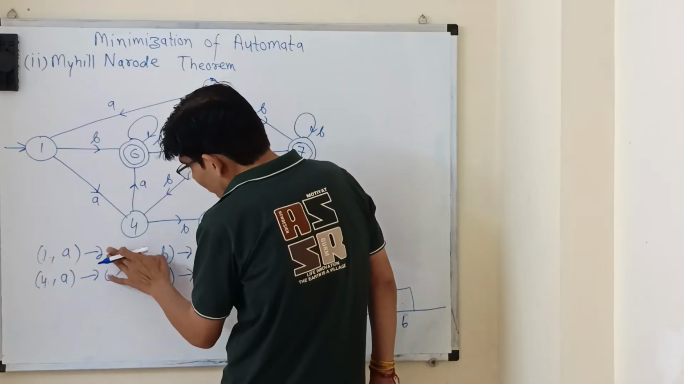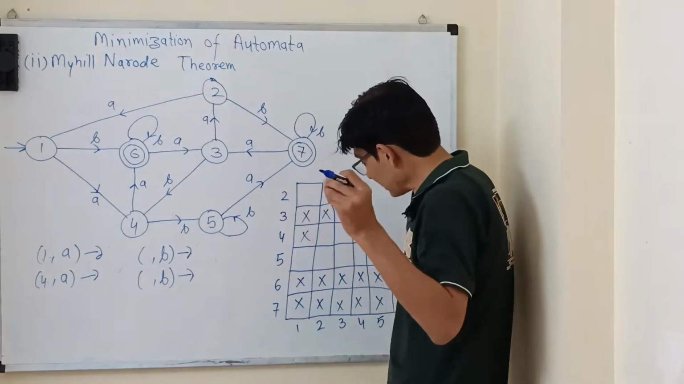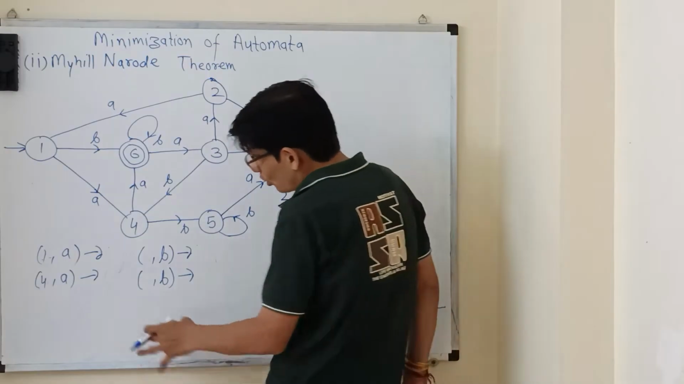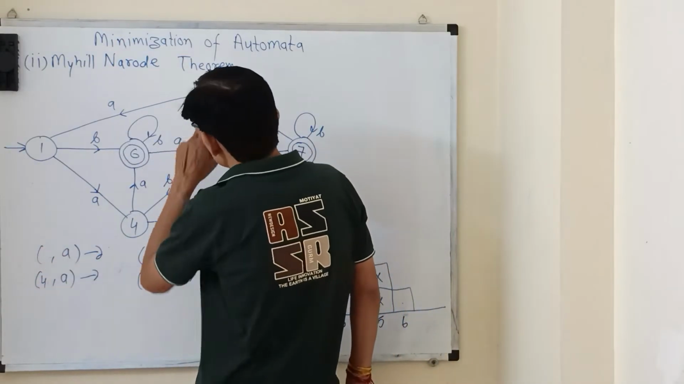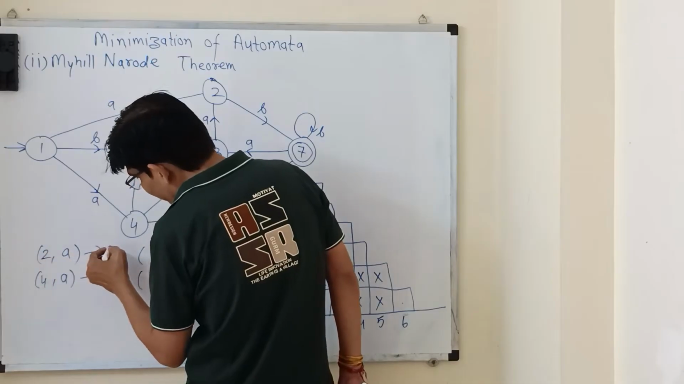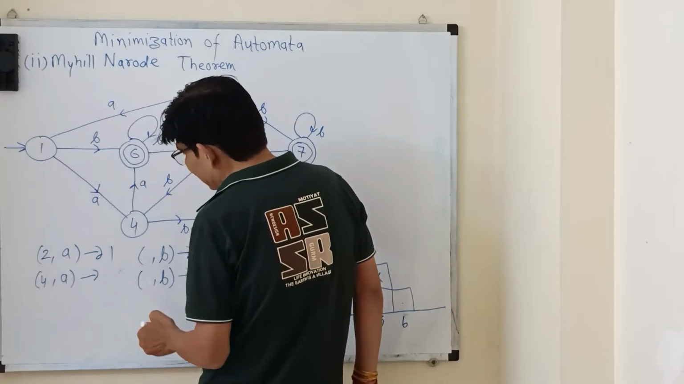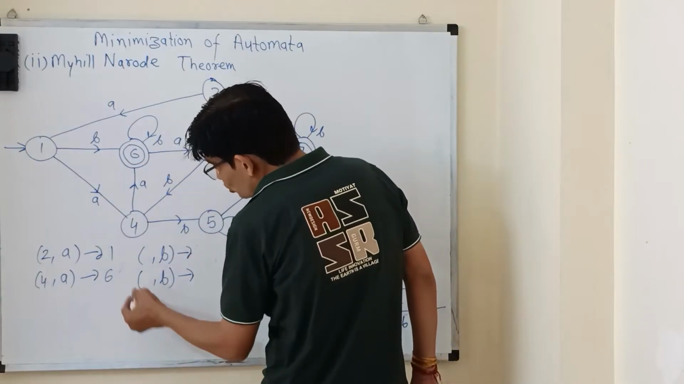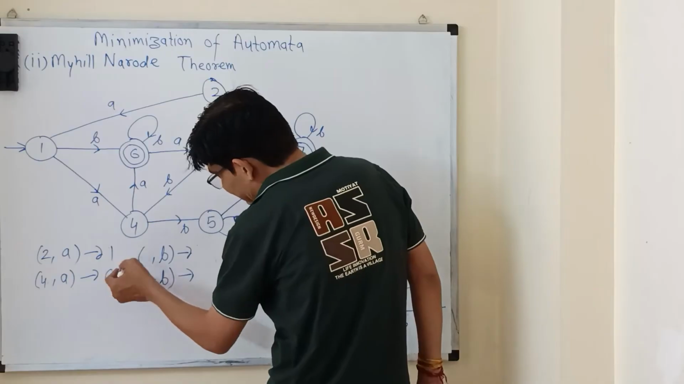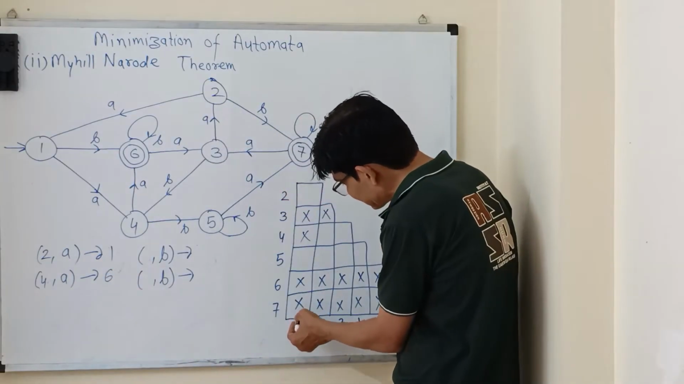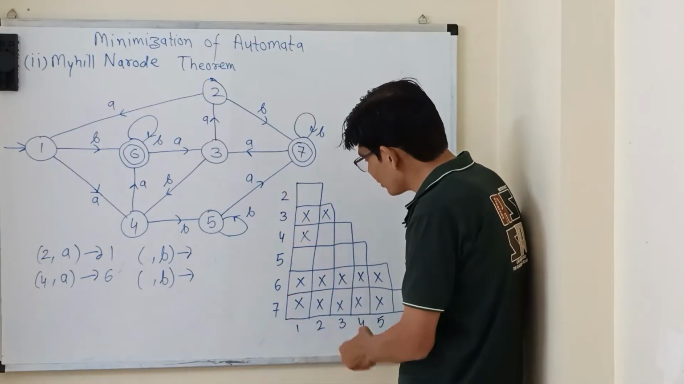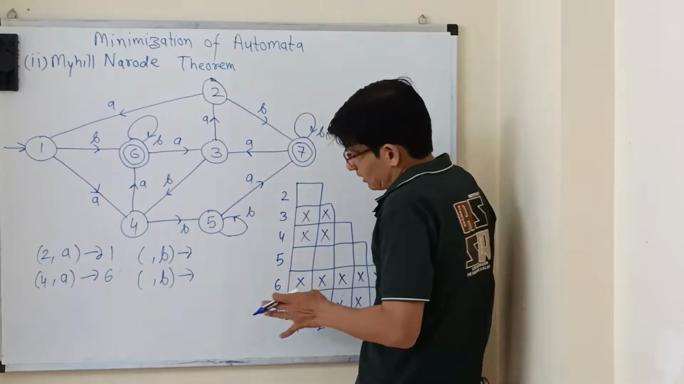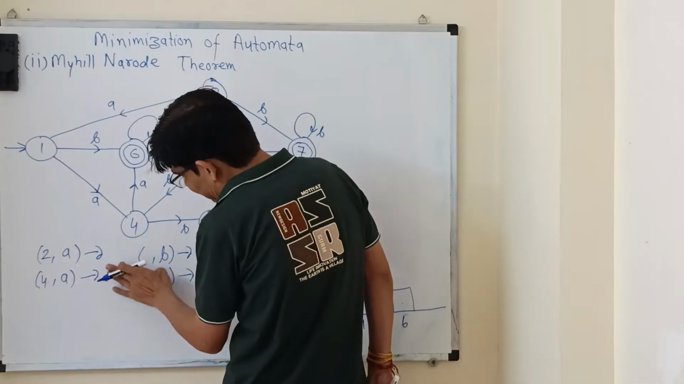Now we can try another combination, 4 and 2. So on 2, if we are applying A, we are moving to 1. And on 4, if we are applying A, we are moving to 6. So between 1 and 6, we have already put a cross, so we can cross this too. Now no need to check the transition of B again.